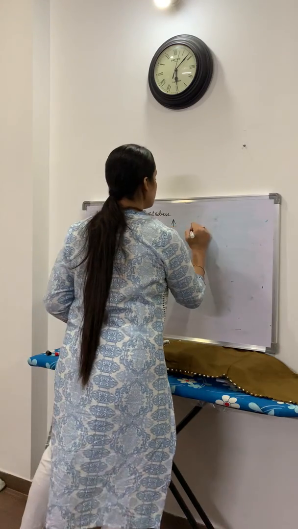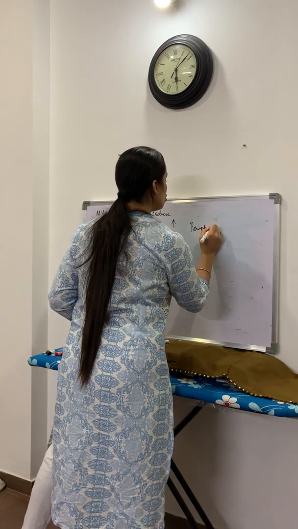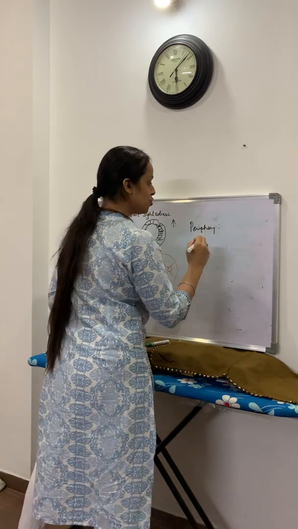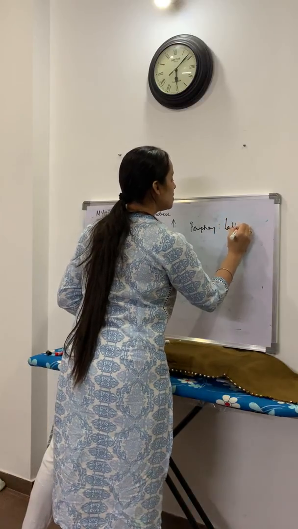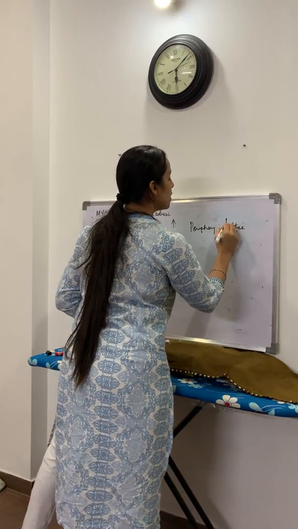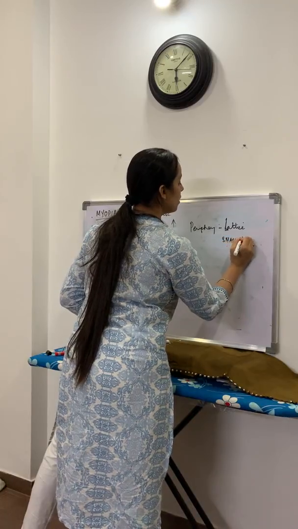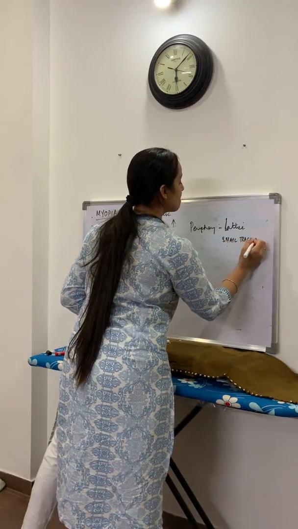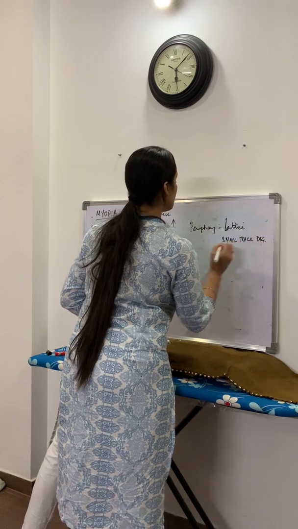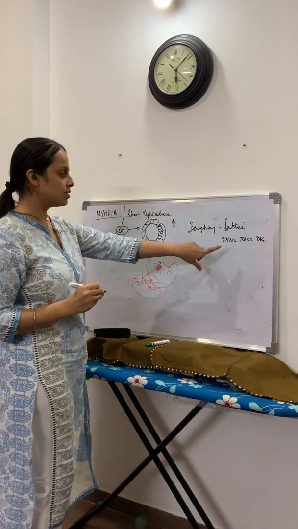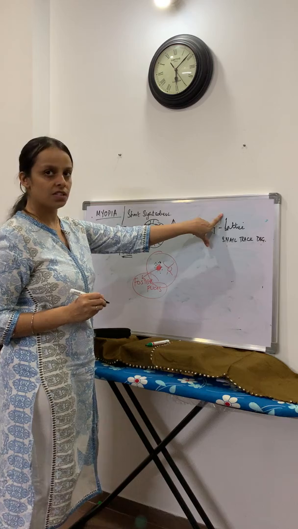Coming to what happens in the periphery of the retina, you must know that there are two degenerations. This is also an MCQ. Lattice degeneration associated with high myopia, lattice, and also snail track degeneration. So in the periphery, this snail track degeneration and this lattice degeneration.